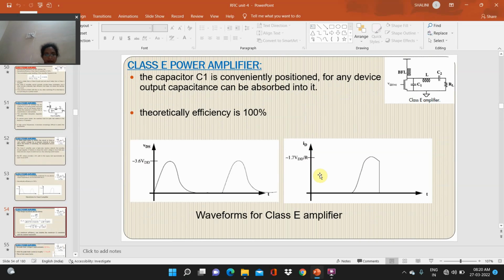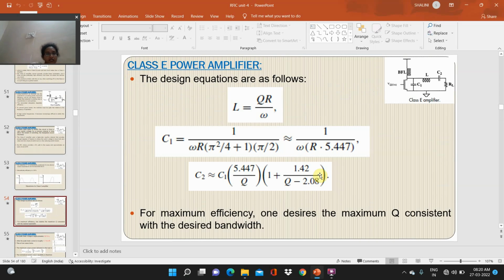Waveforms are also given here. Next, the design equations are as follows: L is equal to QR by omega, and C1 is equal to 1 by omega times 1 by (pi square by 4 plus 1) times pi by 2, which is approximately equal to 1 by (omega R times 5.447). C2 is approximately equal to C1 times 5.447 by Q times (1 plus 1.42 by Q minus 2.08).